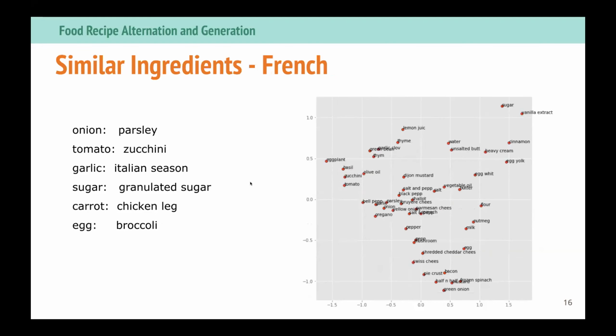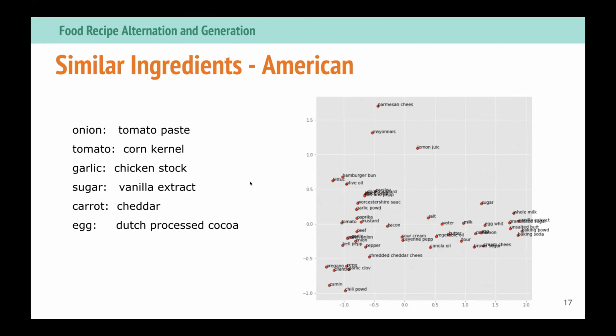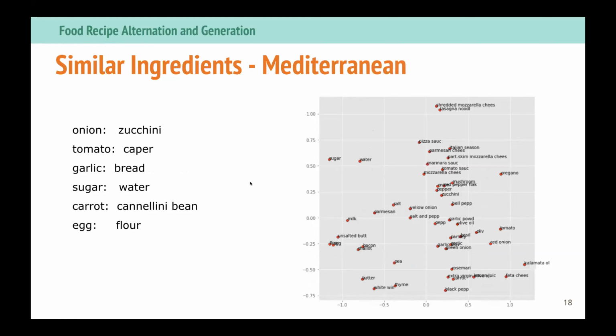And for French, the usage is actually similar to Chinese, I think. However, when we come to American cuisine, it returns to tomato paste. Looks like American people enjoy the flavor of mixing onion and tomato, so that they always put them together. And for Mediterranean, that becomes zucchini. Either they just love cooking onions as a vegetable, or they take the sweet flavor of onion to make the zucchini taste better.